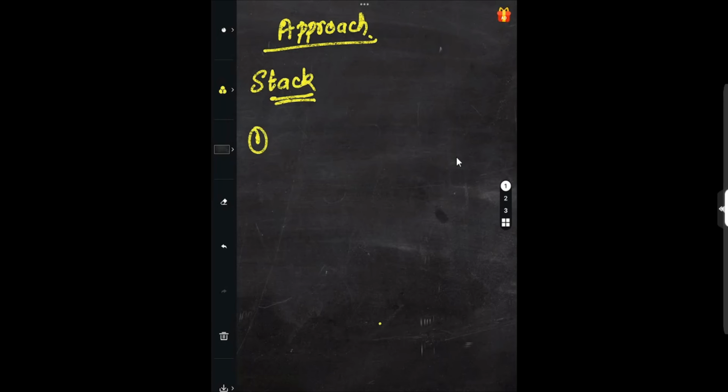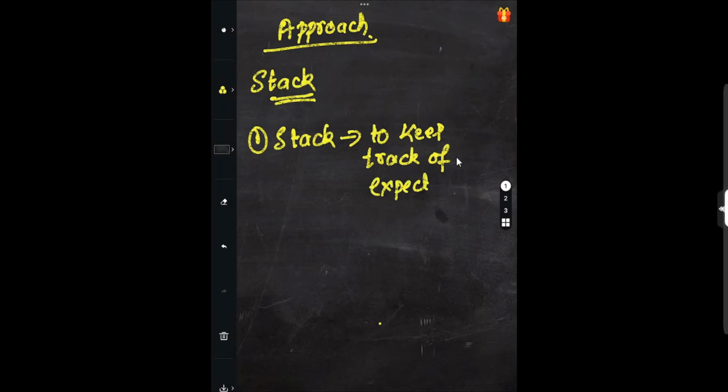First thing, we are making use of a stack to keep track of the expected closing brackets. Here we are making use of the stack to keep track of expected closing brackets. This is important, right? This is the first step, so just keep this in mind.